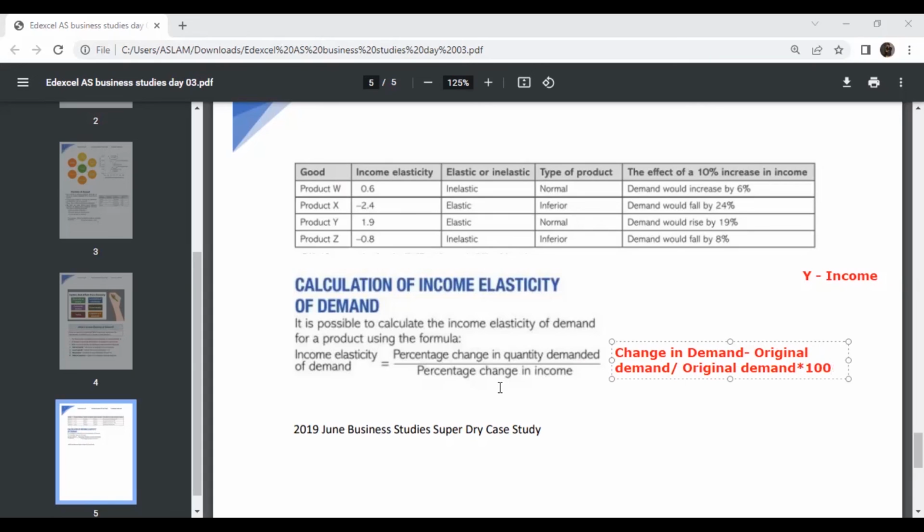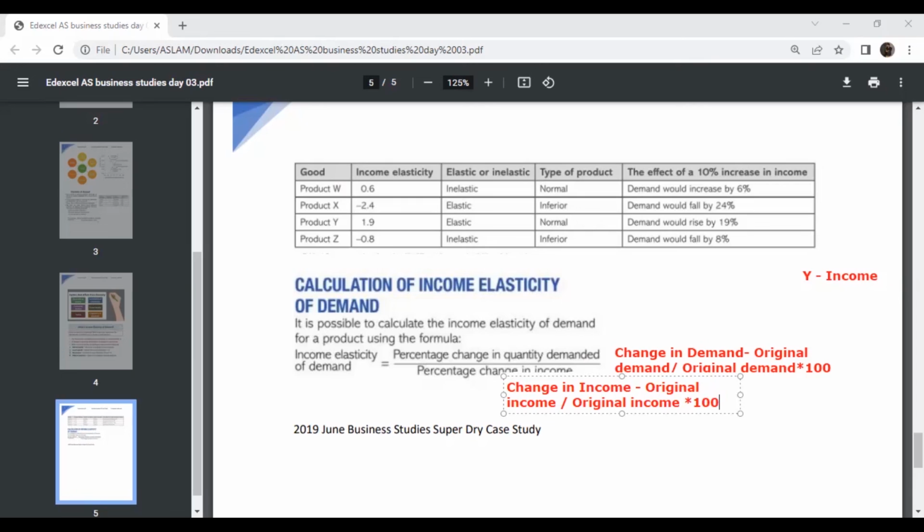Percentage change in income, how do we find it? Change in income minus original income, divided by original income, into 100. Easy as that. Okay, you can copy this down.